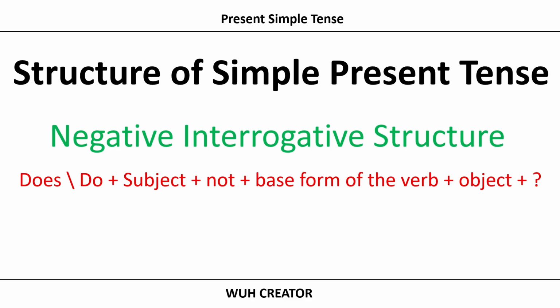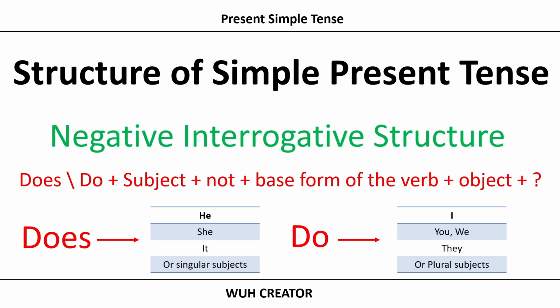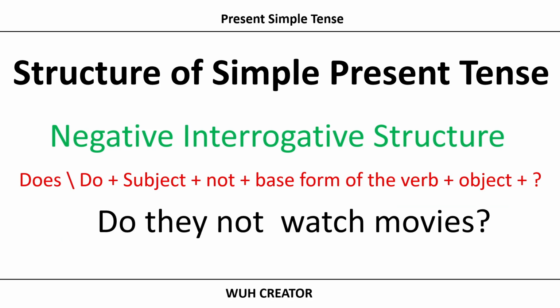The rules are the same: we use does with a singular pronoun or singular subject, and we use do with plural pronouns or plural subjects. Let's discuss examples. Do they not watch movies? The sentence do they not watch movies follows the structure of a negative interrogative sentence in the simple present tense.